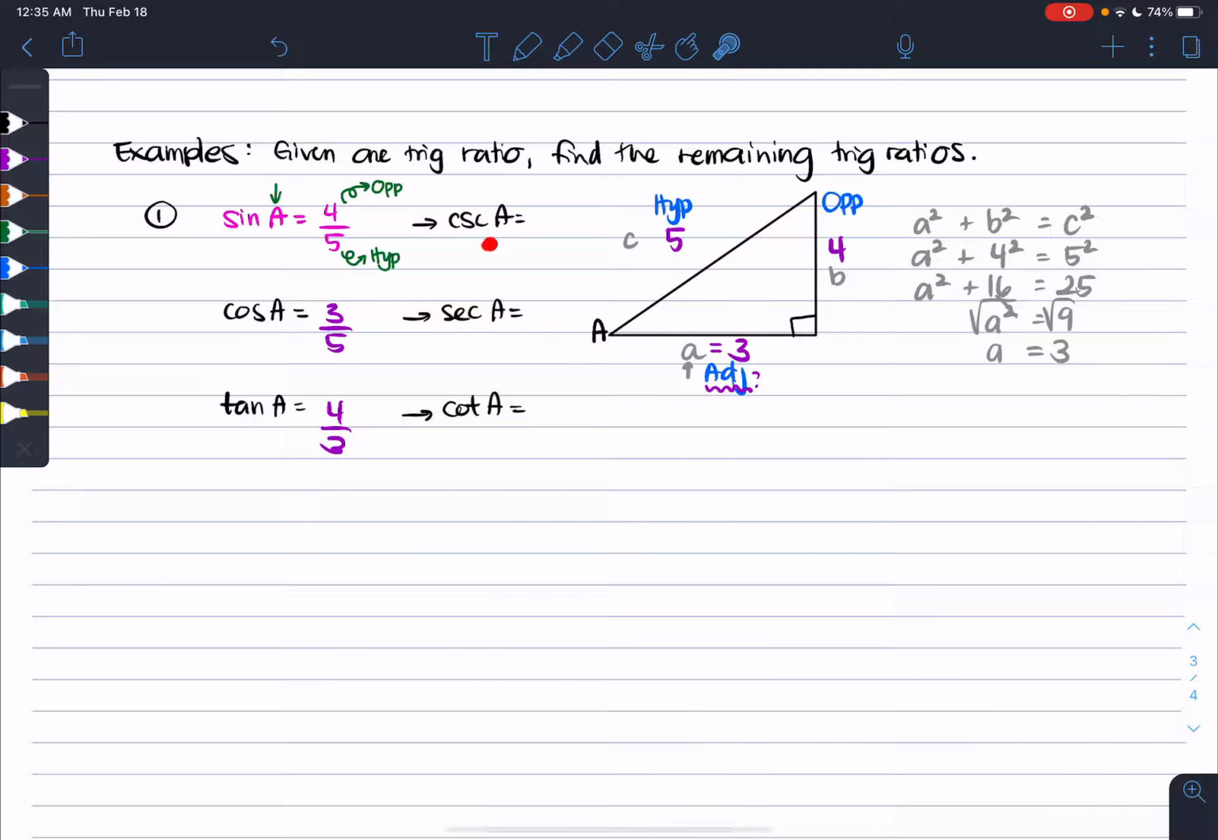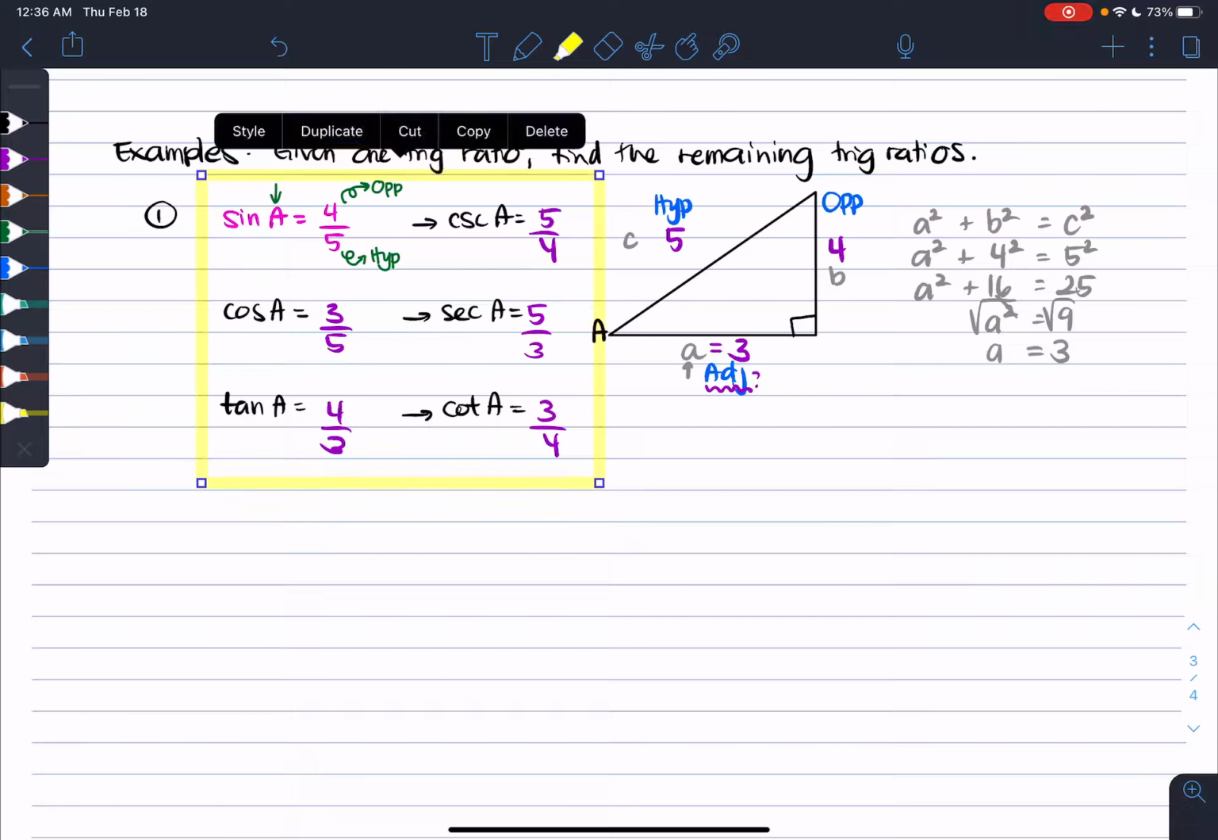Now cosecant is the reciprocal of sine, so we get 5 over 4. Secant is the reciprocal of cosine, so this gives us 5 over 3. And cotangent is the reciprocal of tangent, so that gives us 3 over 4. And these values will give us our final solution. Excellent.